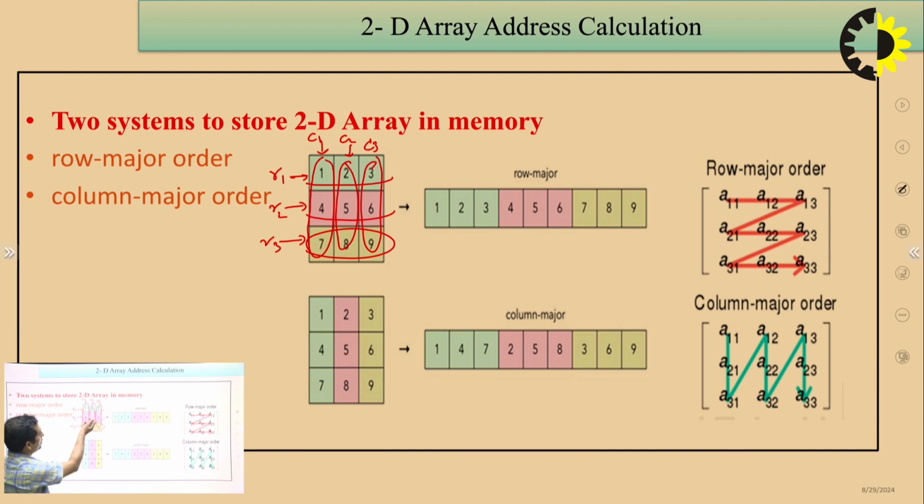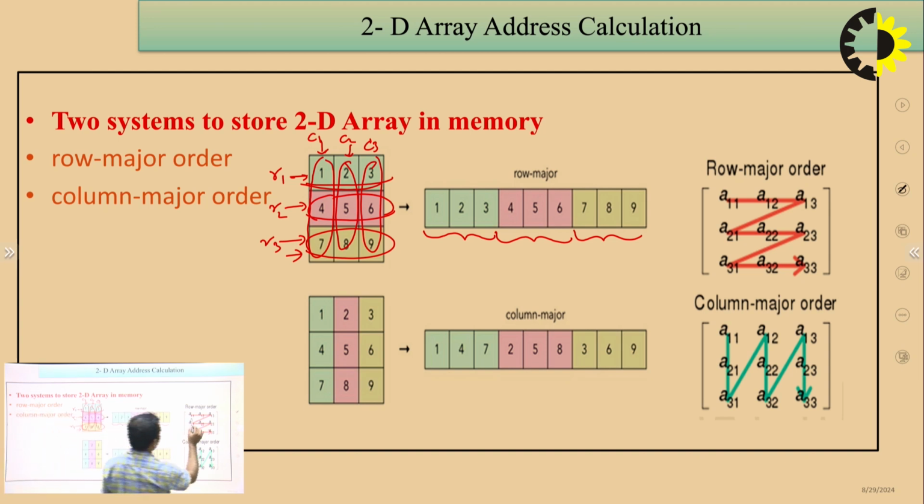If the system stores the 2D matrix in row major order, it means first store the elements of the first row, then store in continuation the second row elements, that is 4, 5, 6, then store in continuation the third row elements, that is 7, 8 and 9. In this format it will store, first the first row, then the second row, then the third row. In this manner array elements are stored.